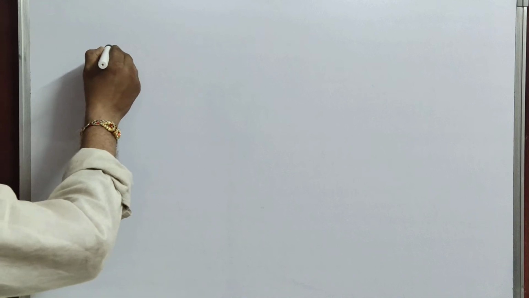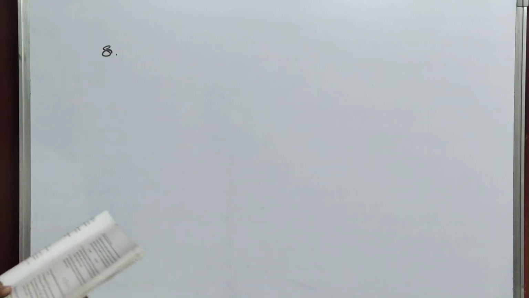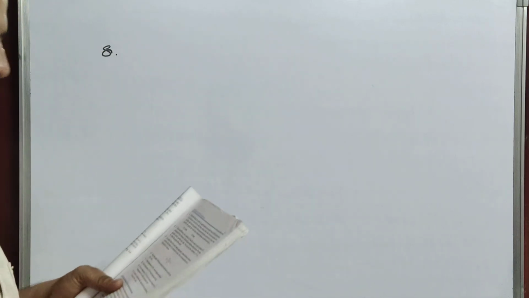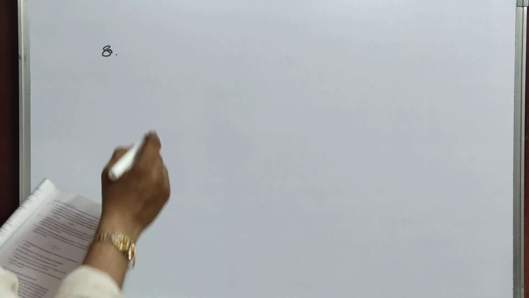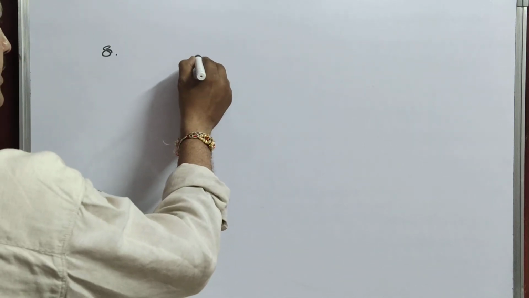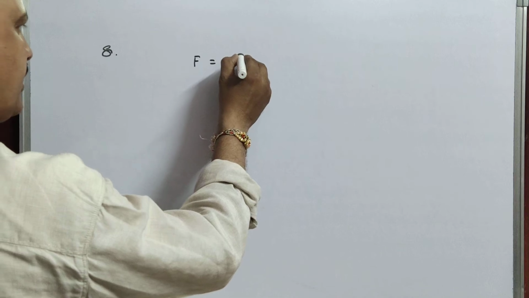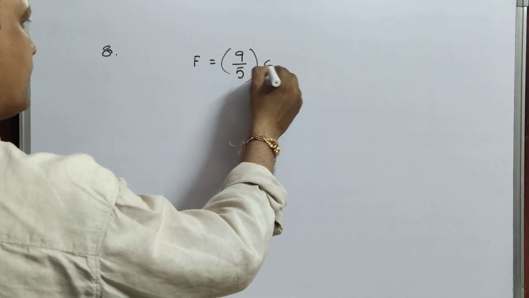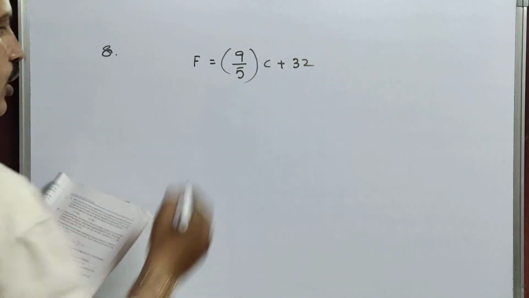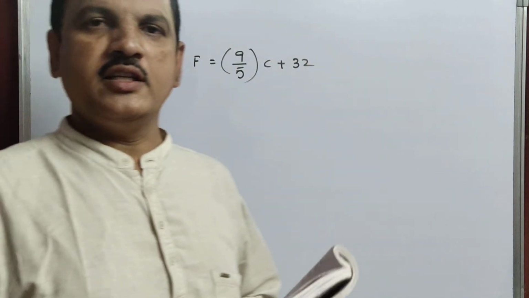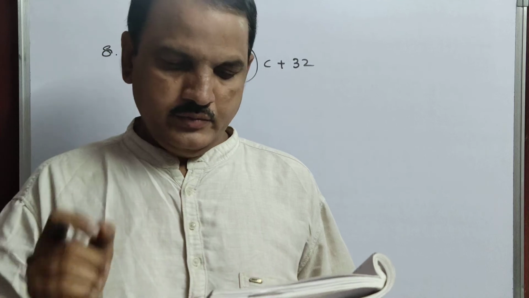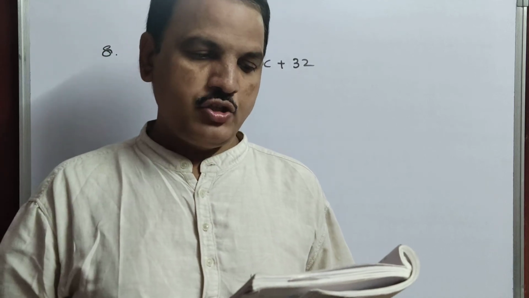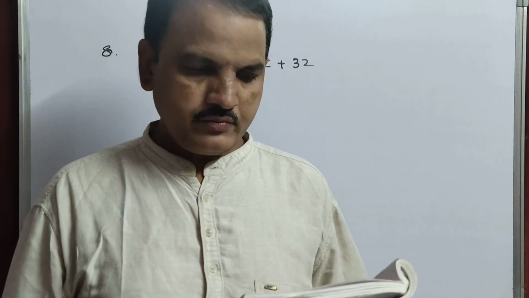See here children, the 8th question. Already we finished the 8th Roman remaining sums, but as I told you, only the graph sum is left now. See here, he has given the Fahrenheit formula, that is F equals 9 by 5 times C plus 32. Already we discussed this problem, but only the thing is graph. Now here it is asking the first question, 8th Roman first question.